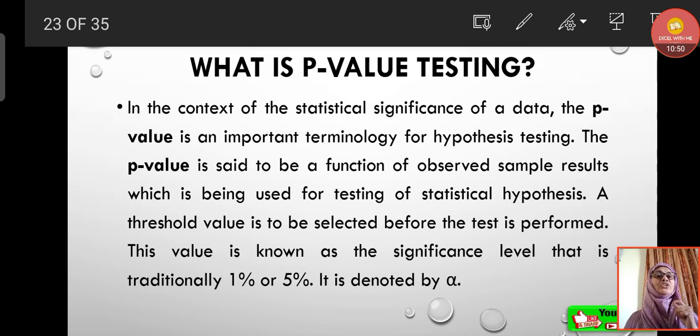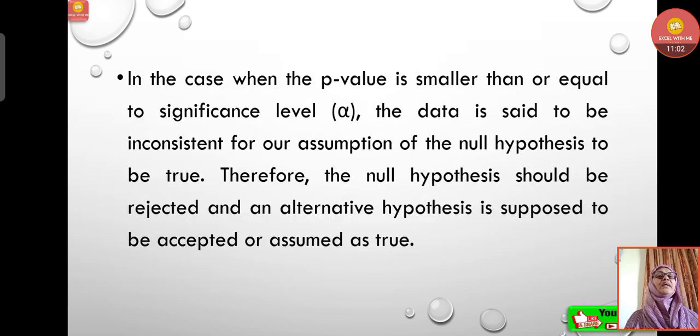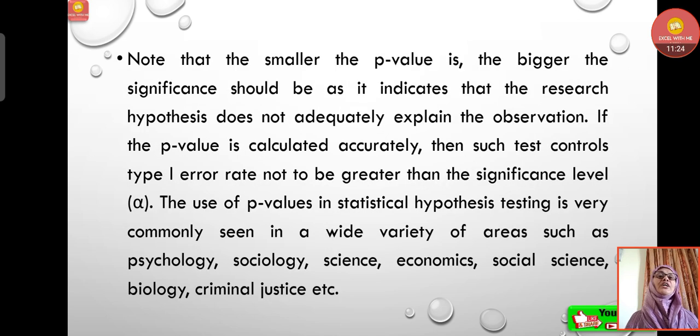This value is known as the significance level, that is traditionally 1% or 5%. It is denoted by alpha. In the case when the p-value is smaller than or equal to significance level alpha, the data is said to be inconsistent for our assumption of the null hypothesis to be true. Therefore, the null hypothesis should be rejected and an alternative hypothesis is supposed to be accepted or assumed as true.